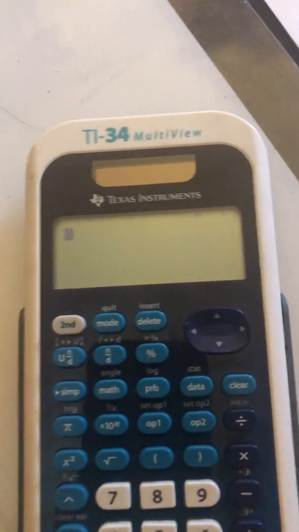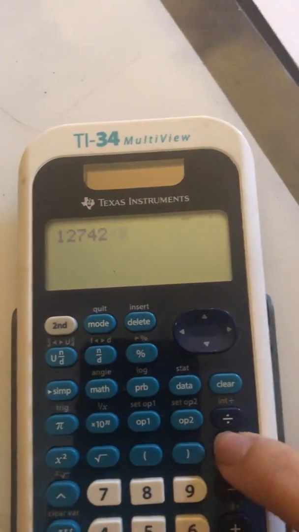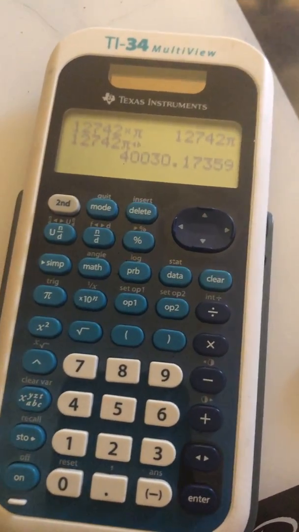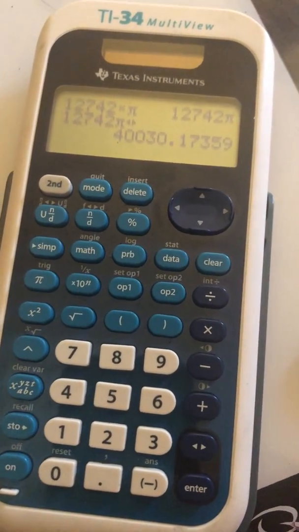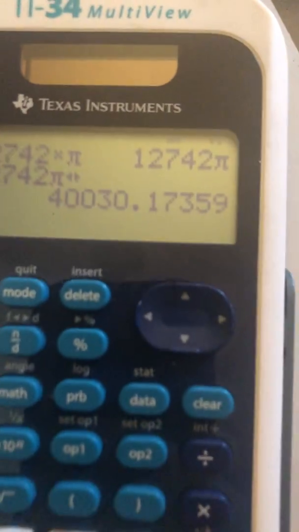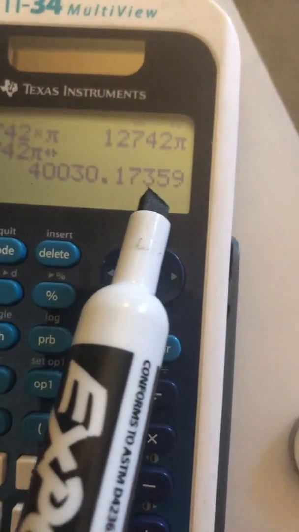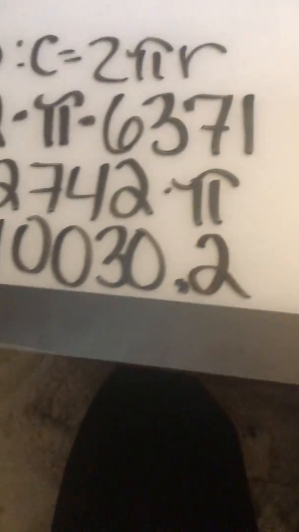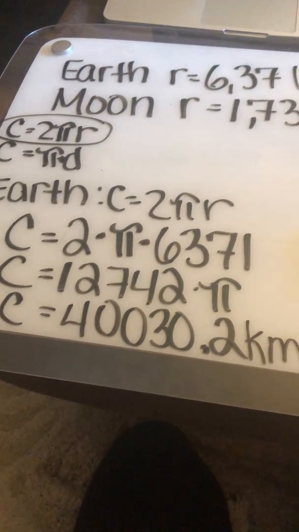So I'm going to go to my calculator. I'm going to put in 12,742 times pi. And we get an answer of 40,030 point. Now if I'm rounding, I'm going to look at my tenths place. It's a 1. 7 would make that 1 go up. So it's going to be 40,030.2. Okay, and then we know that it's kilometers. So that is our circumference for the Earth.